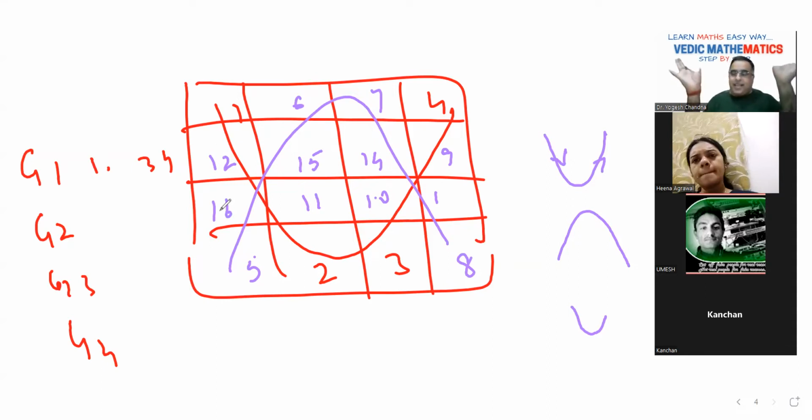Similarly for 6x6. Now in 6x6, there are 4 quadrants, so you have to solve each quadrant separately. Up to 10x10 or 12x12 I always teach, but it's very easy.